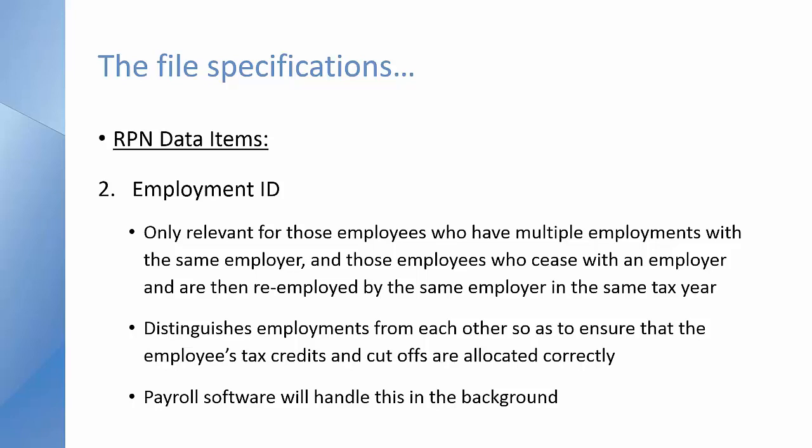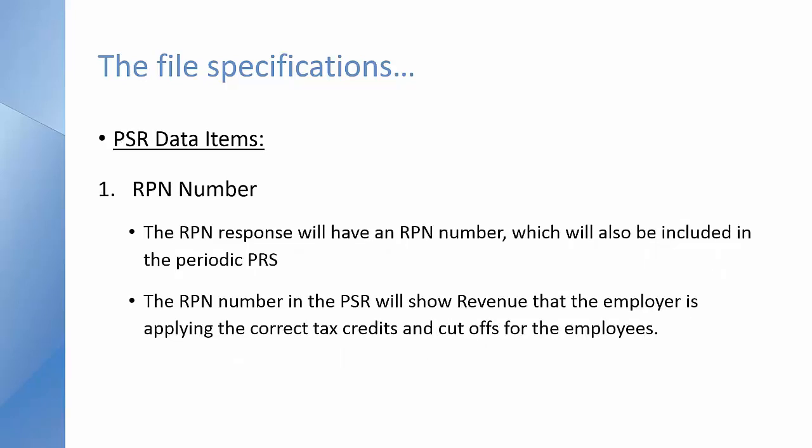One of the problems at the moment is that some of these employees are receiving their full credits and cut-offs in each employment, meaning that they are not paying enough tax. The payroll software will handle these IDs in the background, but you will be able to override them if you wish to do so.